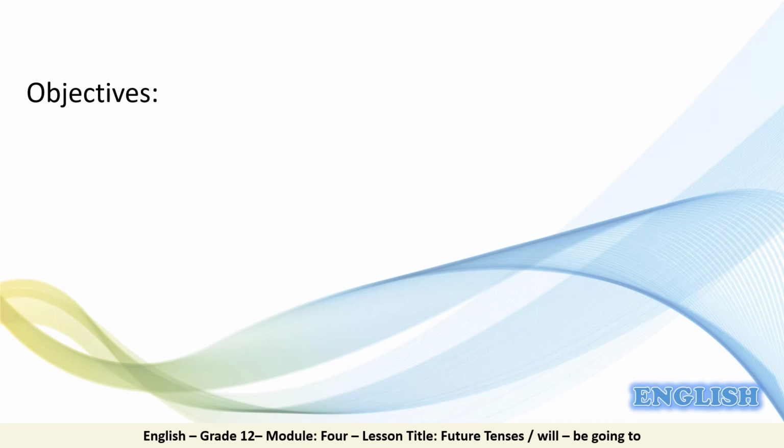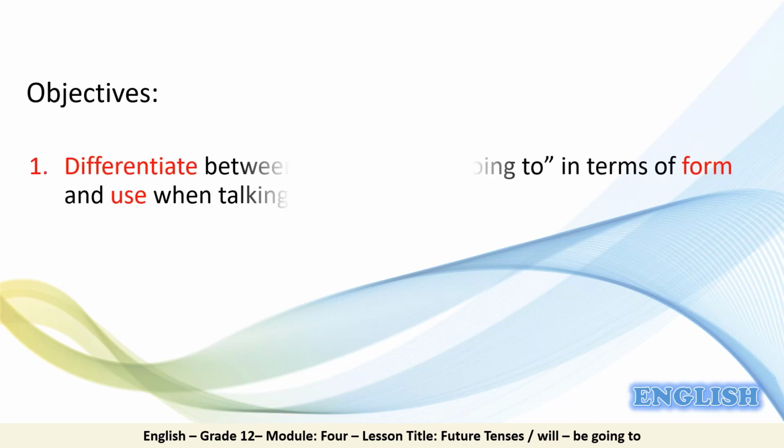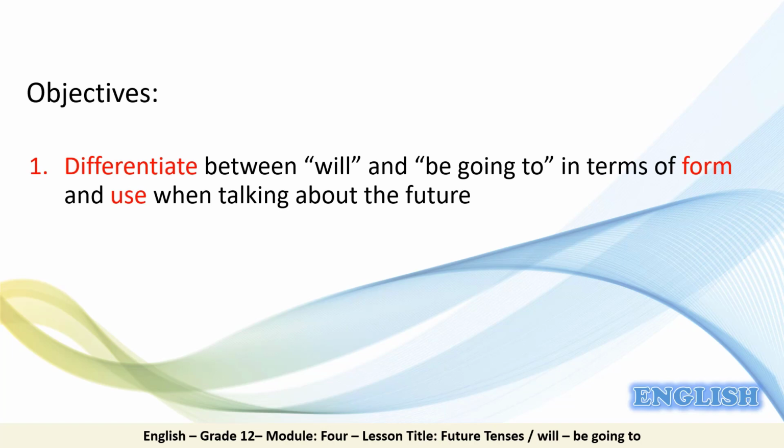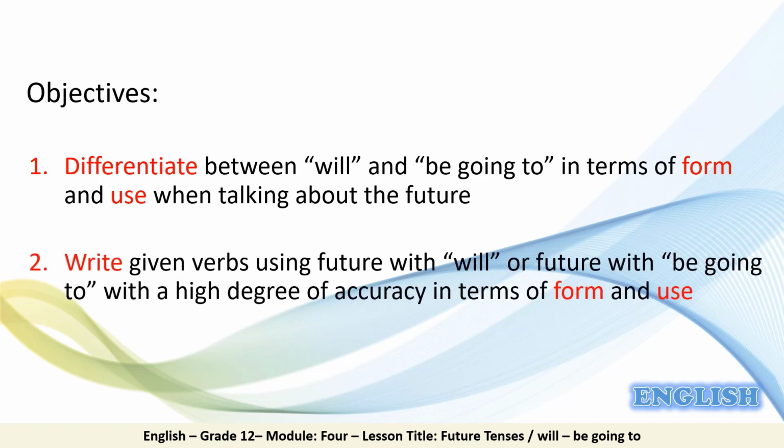Today's lesson has two learning objectives. By the end of this video, you will be able to differentiate between will and be going to in terms of form and use when talking about the future. Also, you will be able to write given verbs using future with will or future with be going to with a high degree of accuracy in terms of form and use.